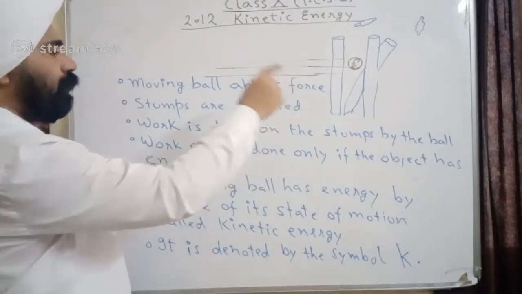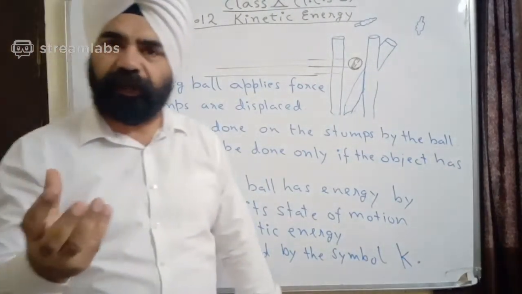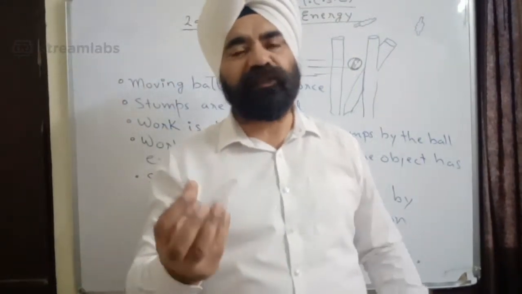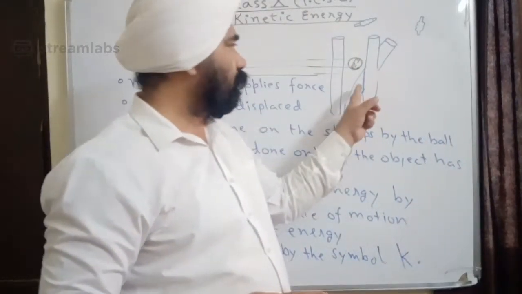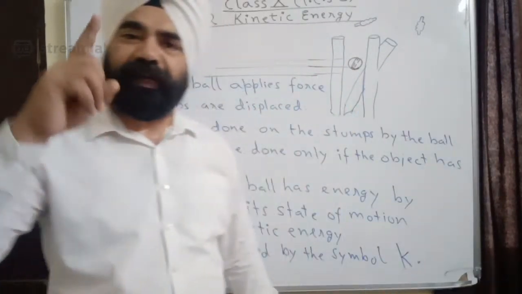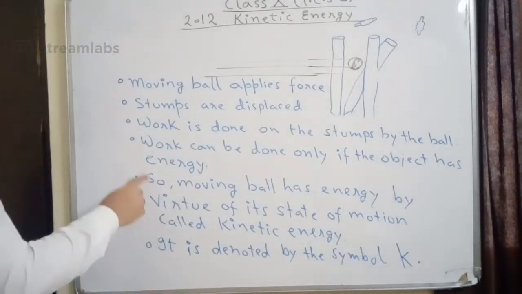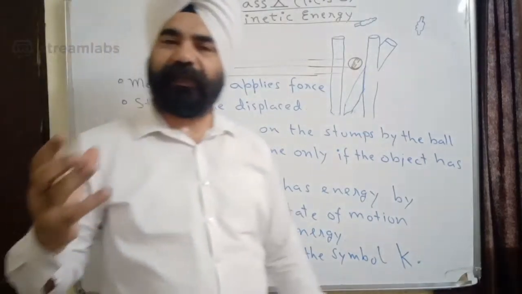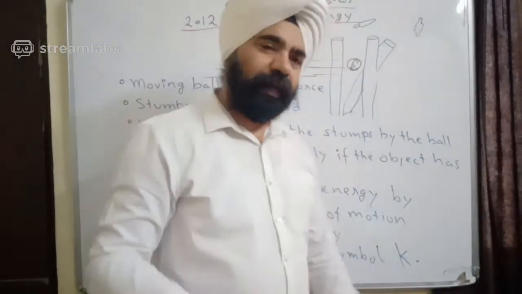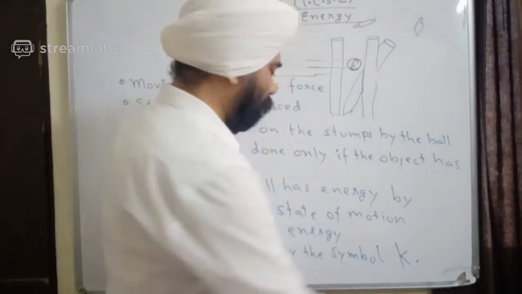If the ball can do work, it means that this ball has energy in it. Anything which has energy in it only can do work. So if the ball has been able to do work on the stumps, if it has been able to apply a force, if it has been able to displace it, then it means that it has energy. From where does this energy come? The ball has this energy by virtue of its state of motion. So this kind of energy is known as kinetic energy. We represent it with a capital K.